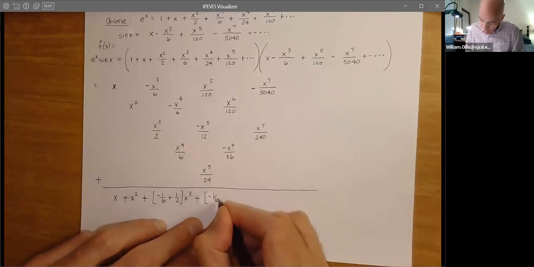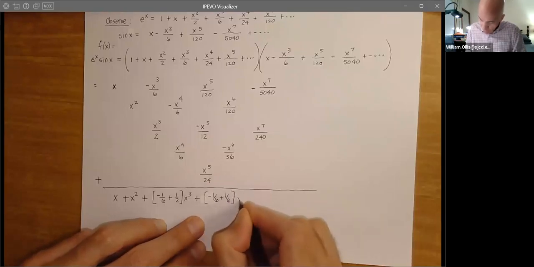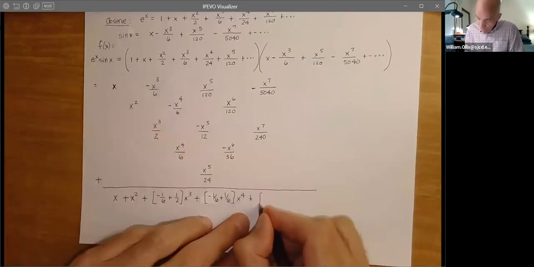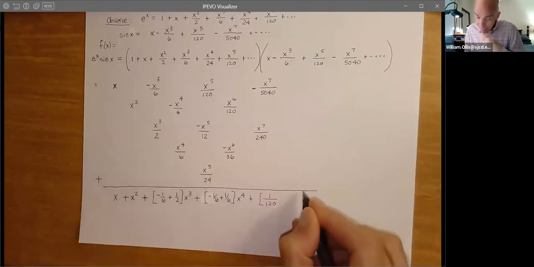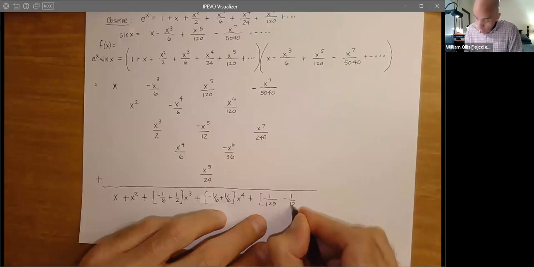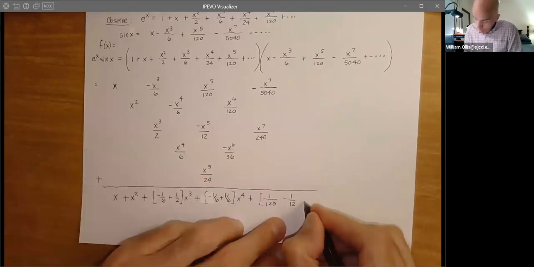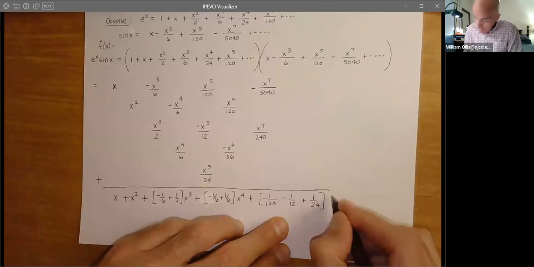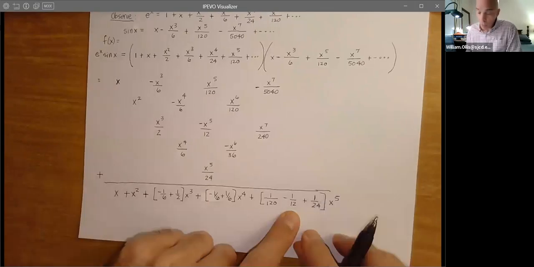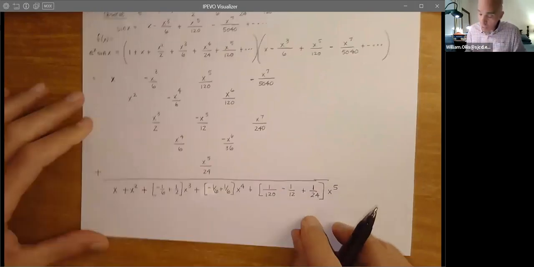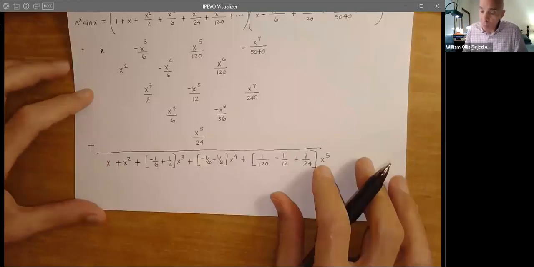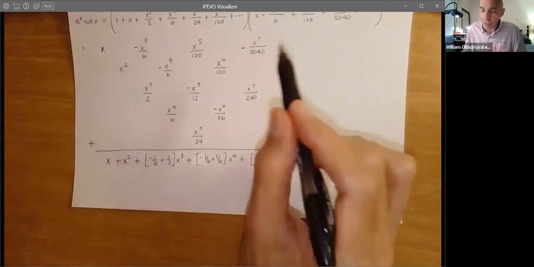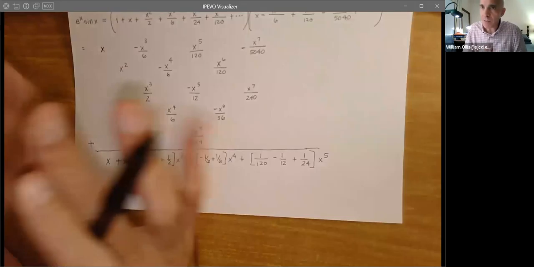Okay. So this absorbs, so we get plus 0 times x to the fourth. Let me put that in the coefficient in the brackets. Let me just write that down so you see that. So this is negative 1/6 plus 1/6. So this term's going to absorb. And then the x to the fifth, we have three terms. So we got 1 over 120, negative 1 over 12, and then 1 over 24. And this multiplies x to the fifth. And this is not zero. So we don't need to move out for any more powers.